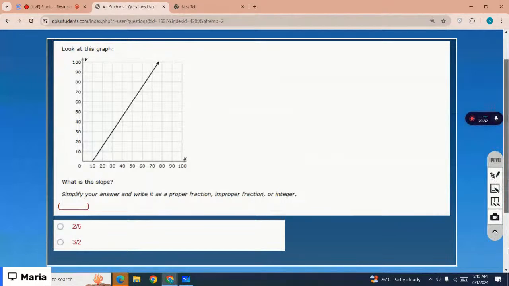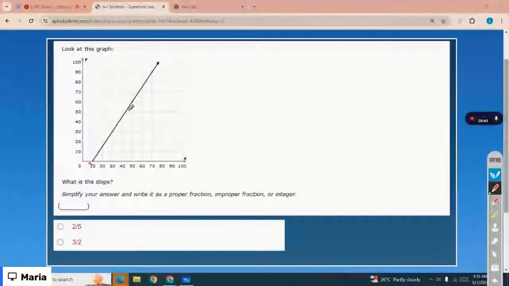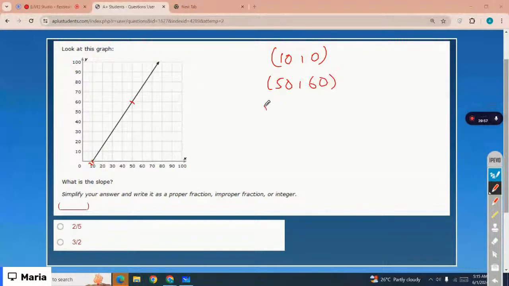Let's just find any 2 points on the graph and calculate the slope, right? Here is the first one and here is the second one. You can select any 2 points, right? So for the first one, the coordinates are 10 and 0. For the second one, x is 50 and y is 60.